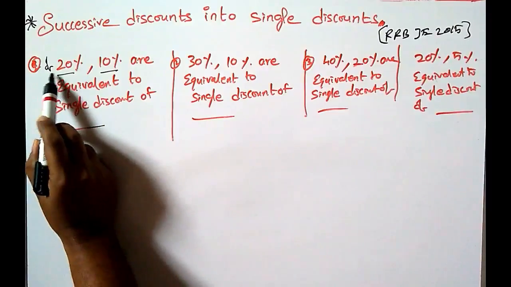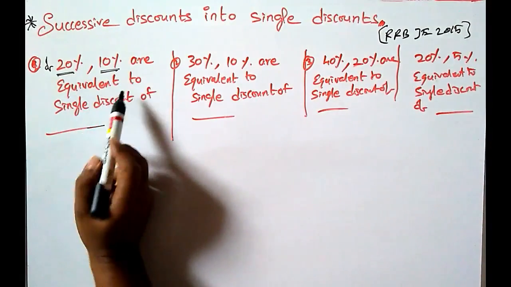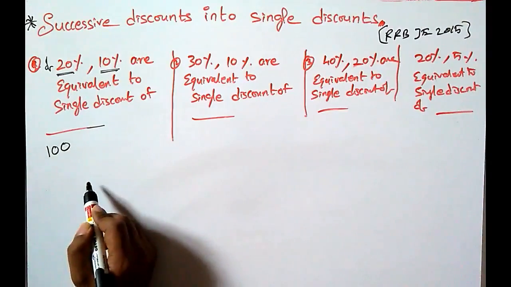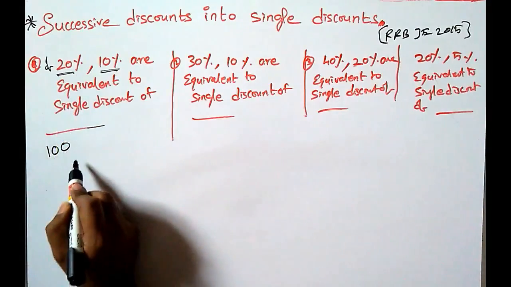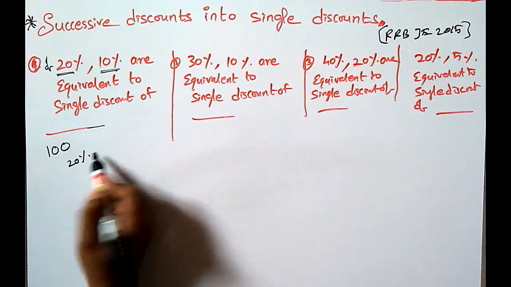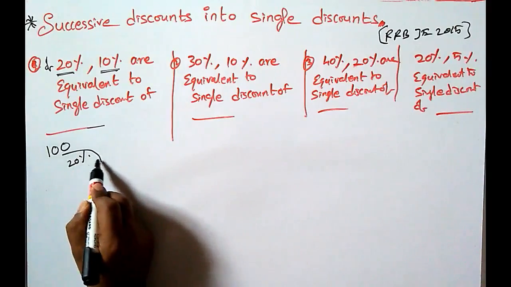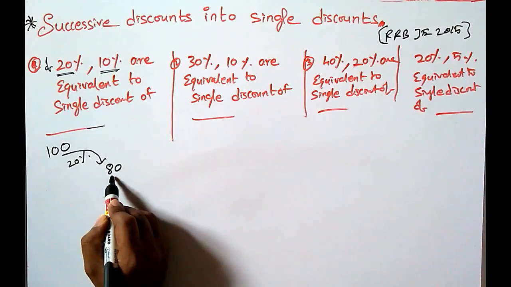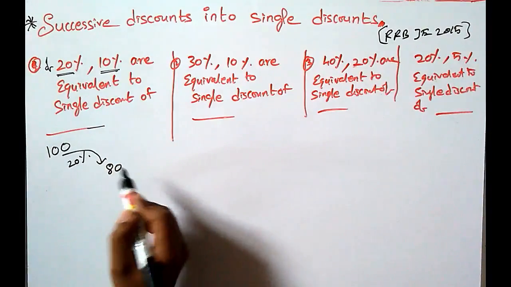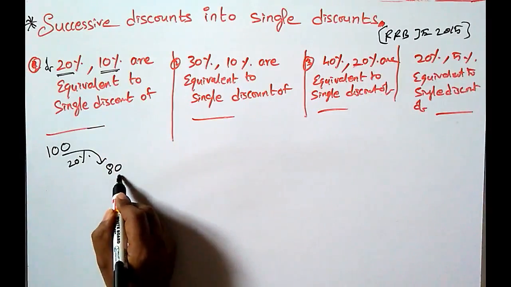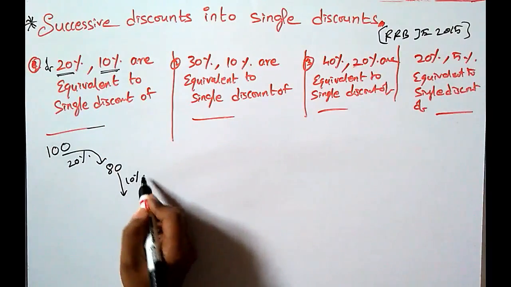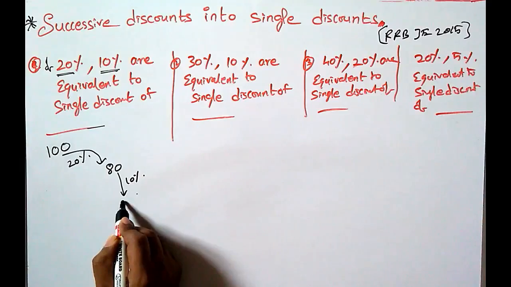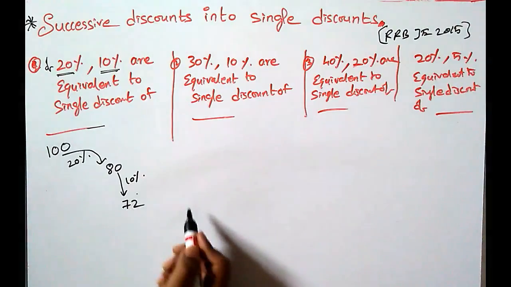Successive discounts of 20% and 10% are equivalent to what? Suppose the price is 100. If the first discount of 20% is applied, the price you have to pay is just 80 rupees. Again, on this 80 rupees, the second discount of 10% is applied. What is the 10%? That is 8 rupees. If we subtract 8 from 80, we will get 72.